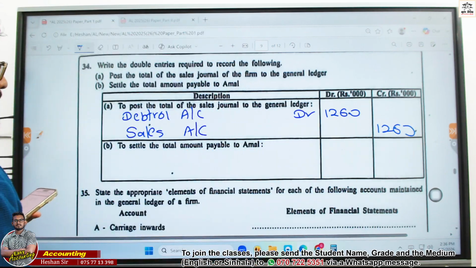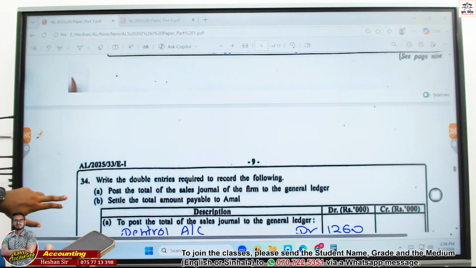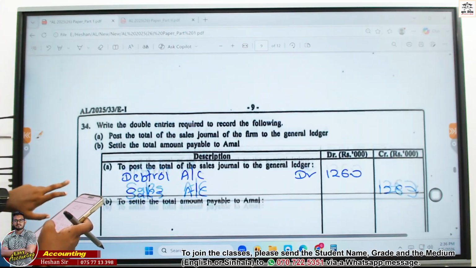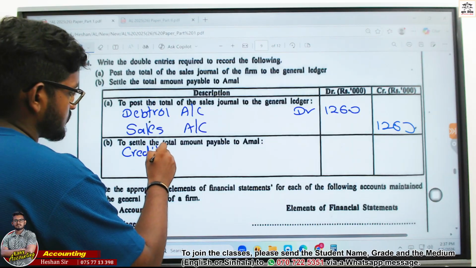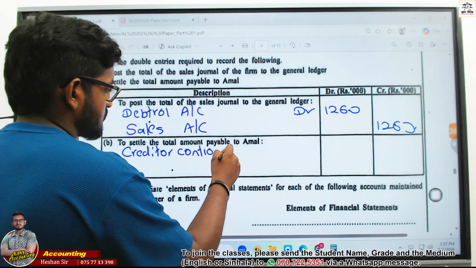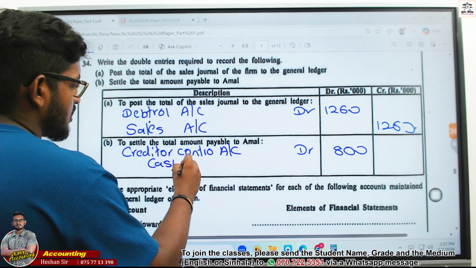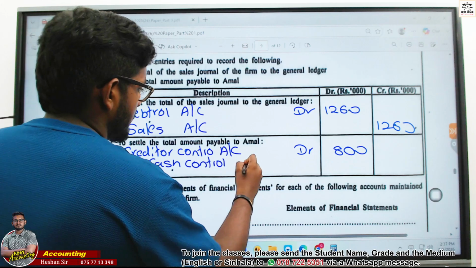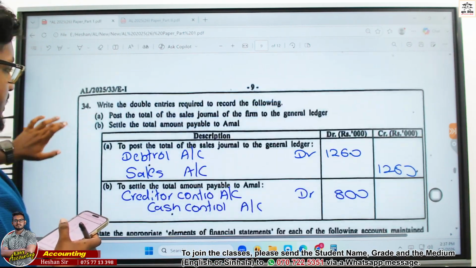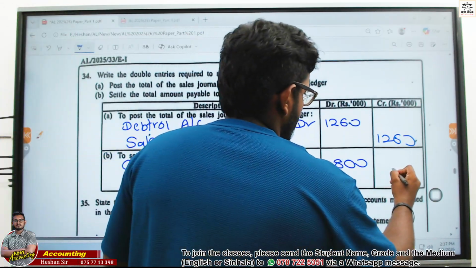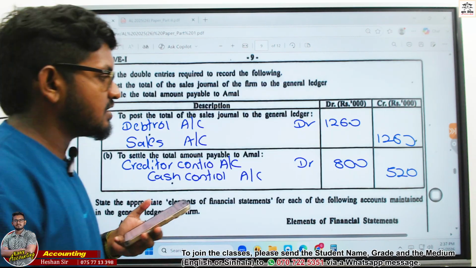Now how we settle is this. We have to pay Amal 800 totally. Creditor control debit 800. Cash control account, we pay how much? We pay 520. We settle the balance. Balance is 280. 280 we settle.